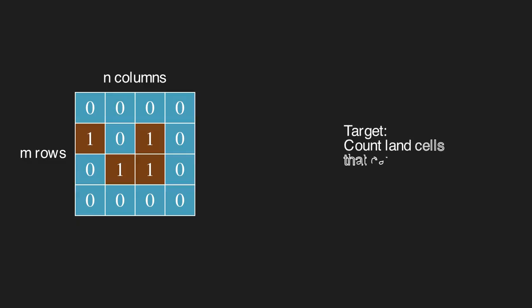The image presents the number of enclaves problem. We receive an M by N binary grid. A 0 represents sea, and a 1 represents land. From a land cell, we may move only to another land cell sharing an edge. The required answer is the number of land cells from which no sequence of legal moves can leave the grid.